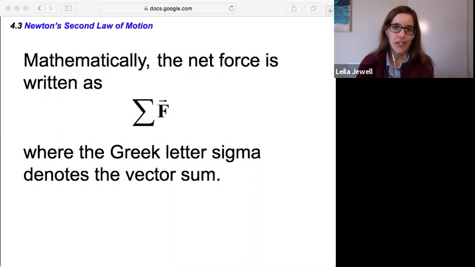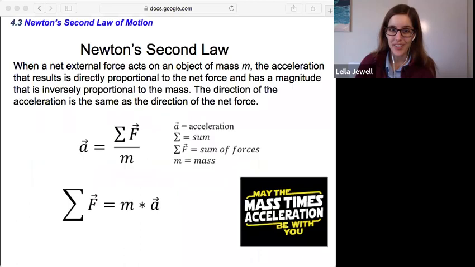Mathematically, if we want to write the net force, we write this funny looking E with F behind it. The funny looking E is the Greek letter sigma that denotes vector sum. This is summation notation, which you may have seen in math class before. If not, that's okay. It means that you are going to sum up all of the forces. That's all that it's trying to say.